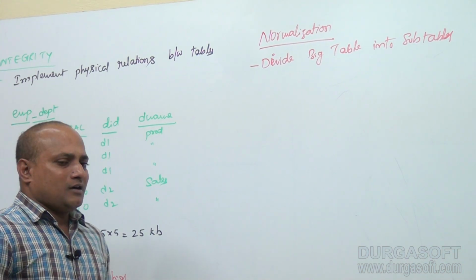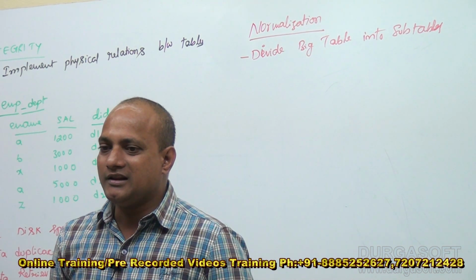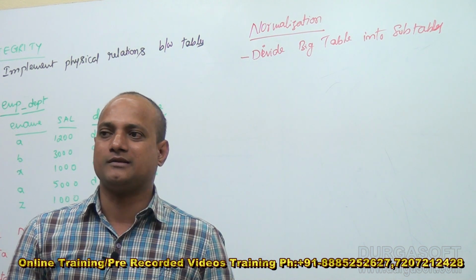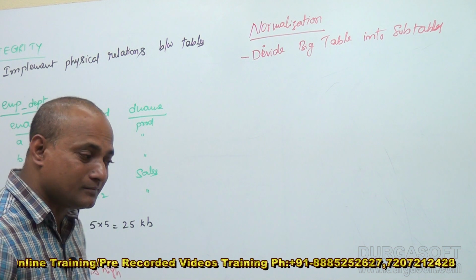So, up to which level do we have to continue this dividing process? Until you eliminate the data duplicacy at maximum.